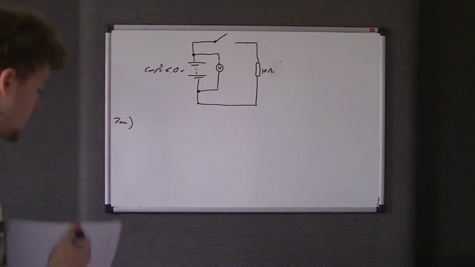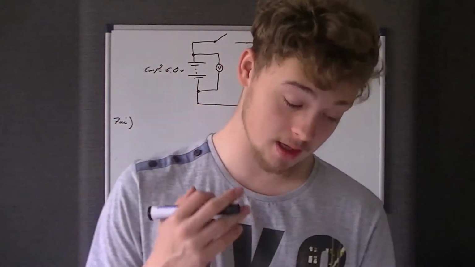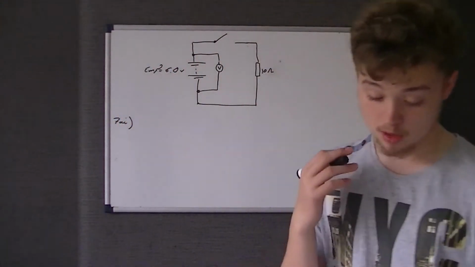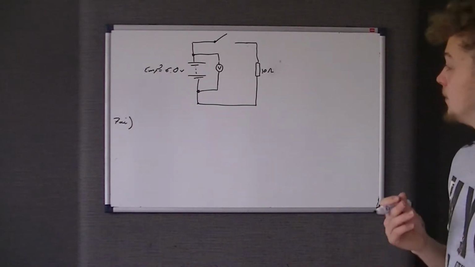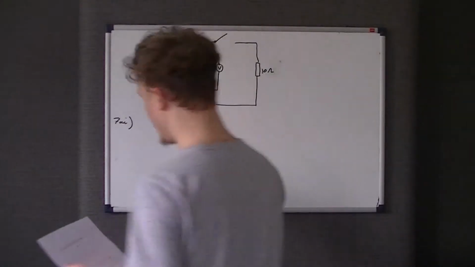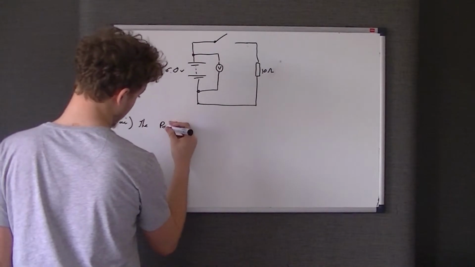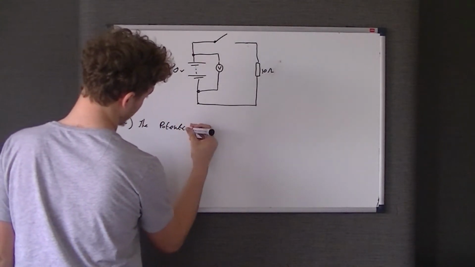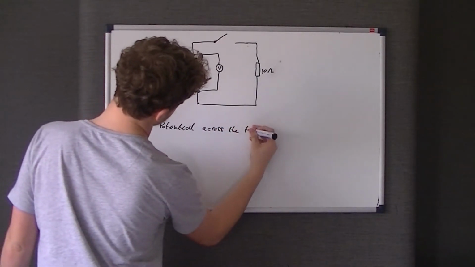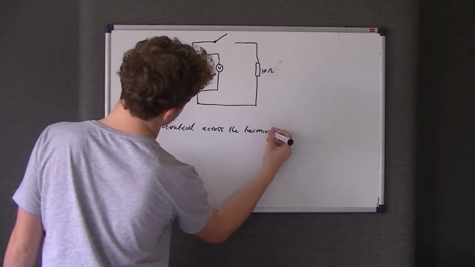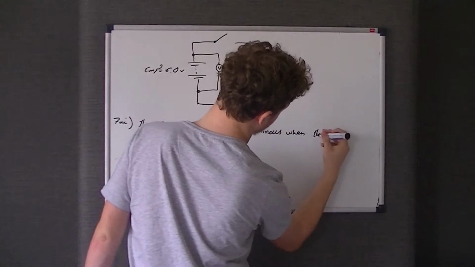You can do this in a number of ways, but I put the potential difference. The EMF is the potential difference across the terminals when the circuit is not complete. So it's the potential difference across the terminals, you could say, when the switch is open. And you go, why have you come up with that?